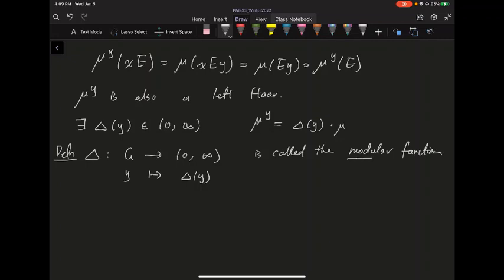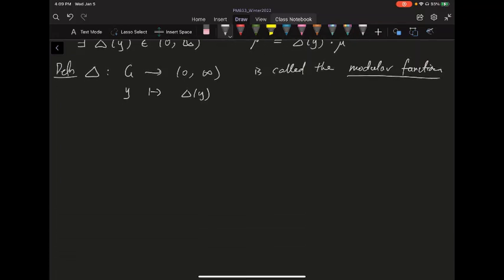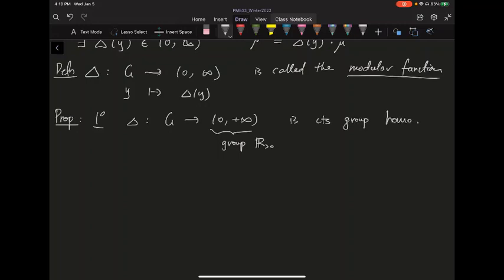All right, so first of all, let's do a short proposition on the basic properties of the modular function. First of all, I want to show that this delta function, this modular function, if you treat 0 to infinity as a multiplicative group, basically all the positive reals under multiplication as a group, is actually going to be a continuous group homomorphism. G is a group, the right-hand side is also a group, so it's going to be a group homomorphism, and it's going to be continuous.